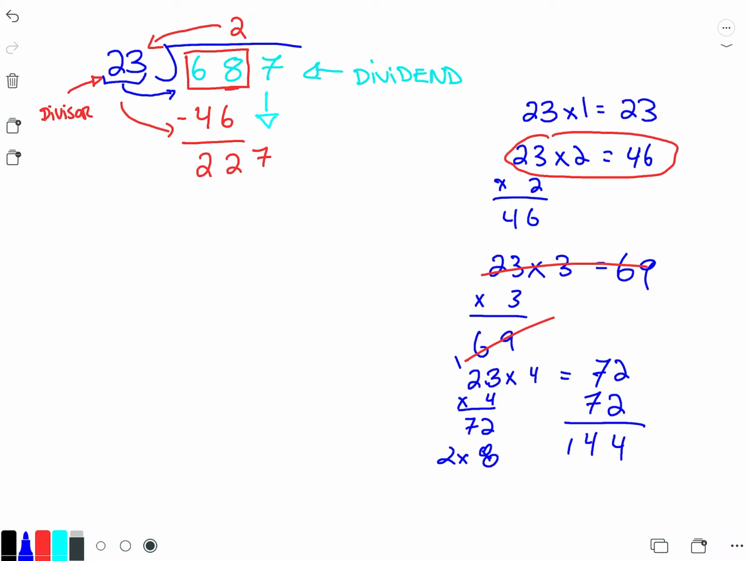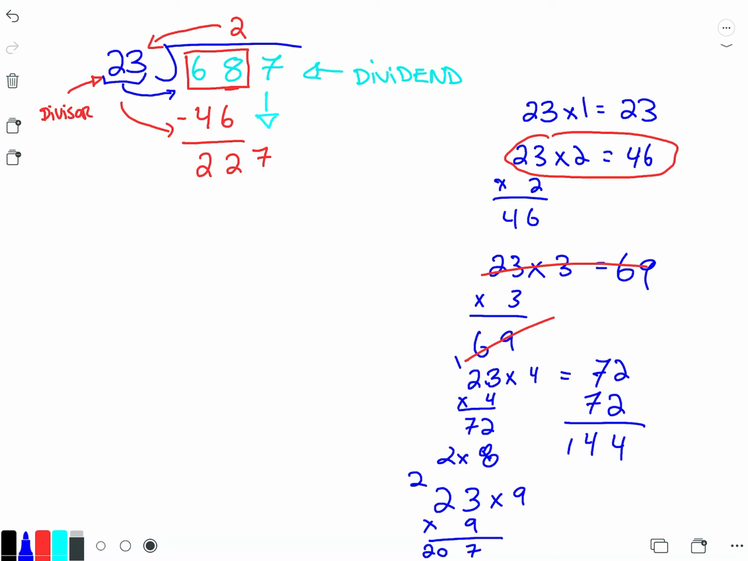It's not 8 times. It might be 9 times. Let's see. 23 times 9. 9 times 3 is 27. 9 times 2 is 18. 18, 19, 20. 207. I think that's as close as we're going to get.